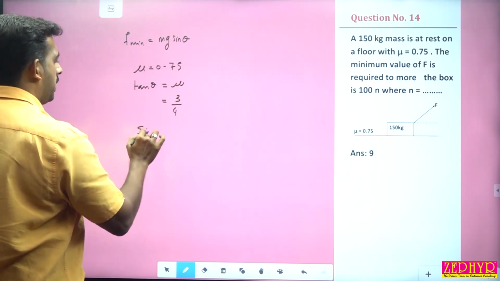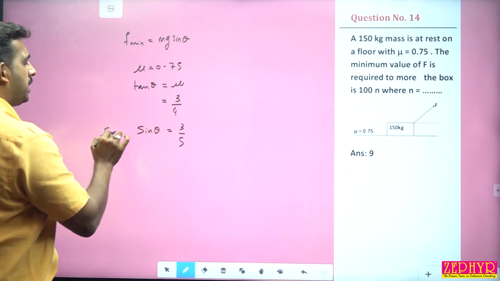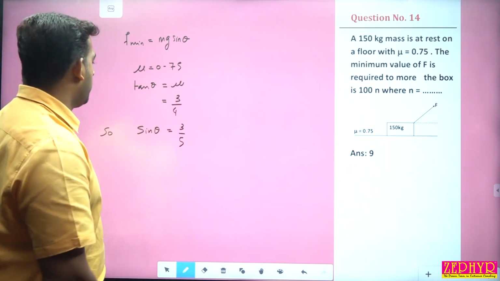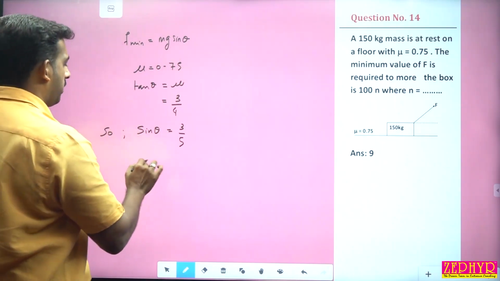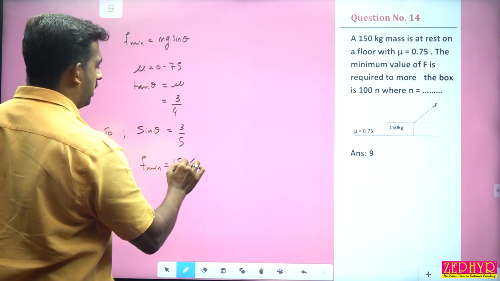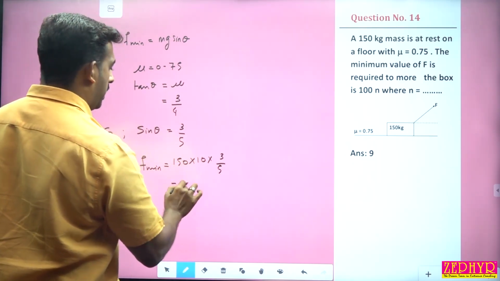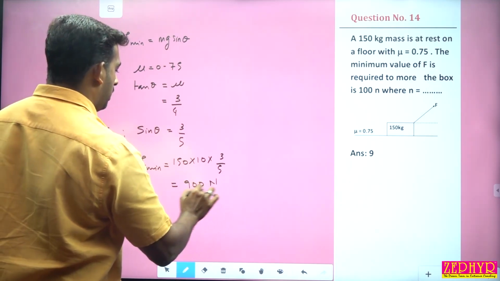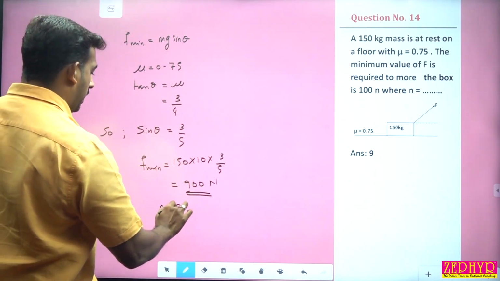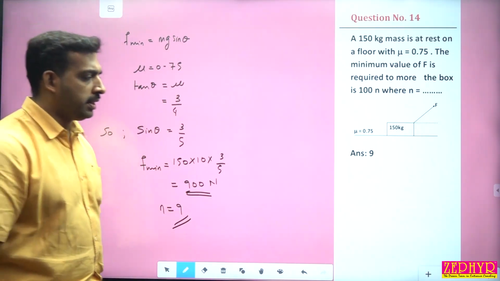So sin theta will be equal to 3 by 5, right? We know that if tan theta is equal to 3 by 4, then theta is equal to 37 degrees. So sin theta is equal to 3 by 5. Substituting in the equation, F minimum is equal to mg sin theta, 150 into 10 into 3 by 5. So we will be getting 900 Newton. So the answer is the integer value n equal to 9. So the answer is 9. Okay. Next.